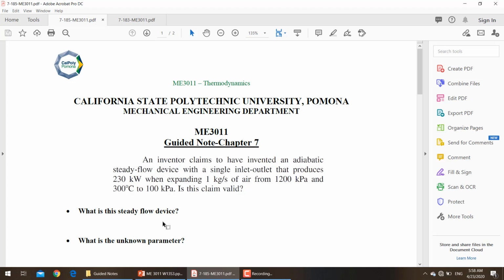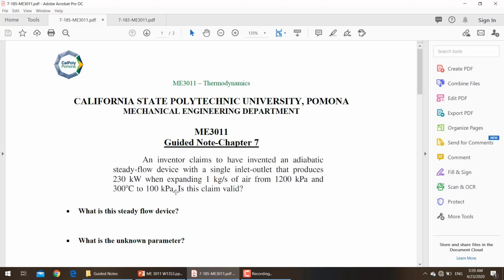Okay, so look guys, let's go over the available information. The first thing is that this is a steady flow device, and there's one inlet and one outlet. This device produces or generates W, correct? So it generates W, and then what happened? The pressure decreases, correct? Look, the inlet pressure is higher than the exit pressure.